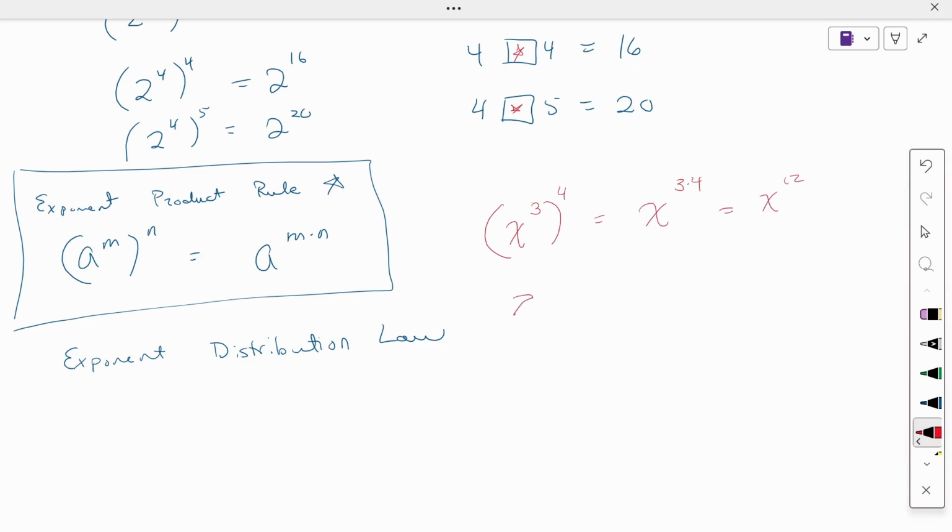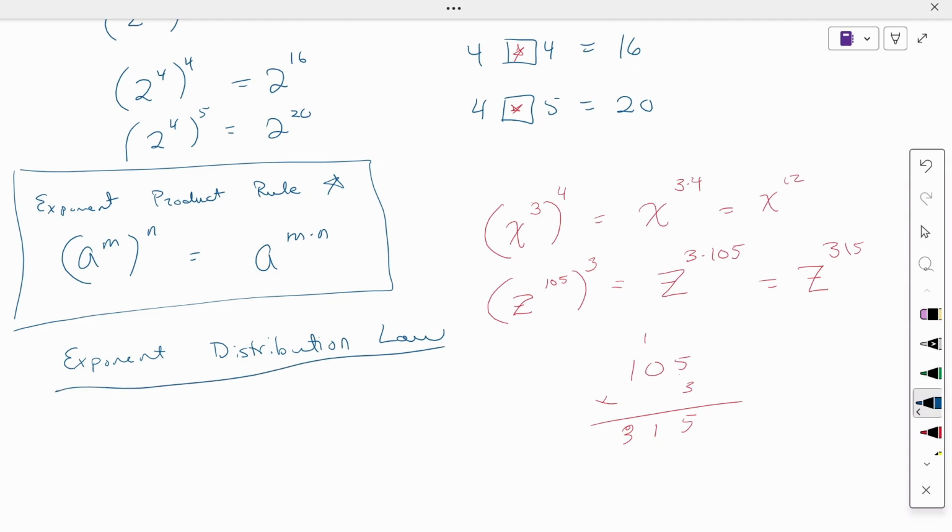Now, the interesting thing is that I could, if I'm trying to throw students off, raise something to a ridiculous power like 105, and then raise that to another power like 3, and students are going to have to know that this is the same thing as you just multiply 3 with 105. So you're going to have to go to the side of your paper, do 3 and 5. 3 times 5 gives you 15, carry 1. 3 and 0 is 0, plus 1 gives you 1. 3 and 1 is 3. So you get 315. So I've got z to the 315th power. Excellent.